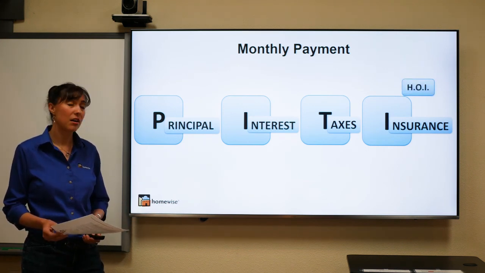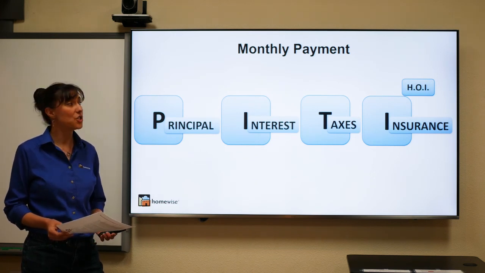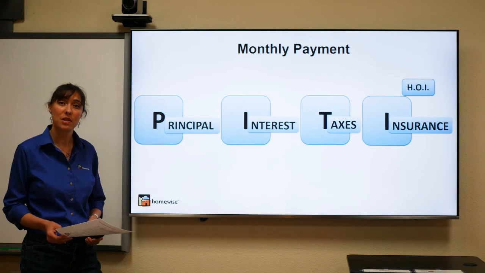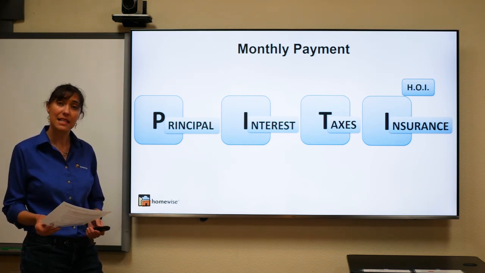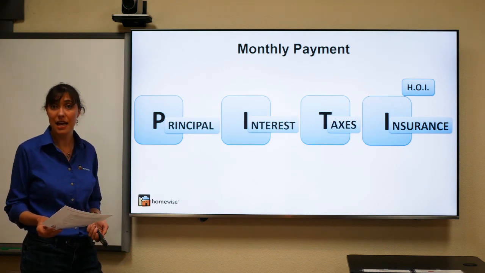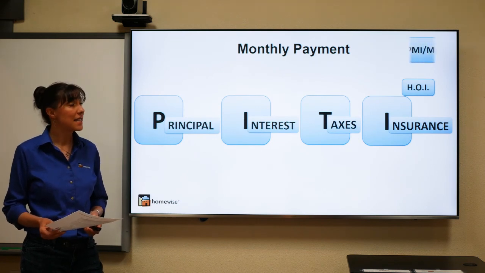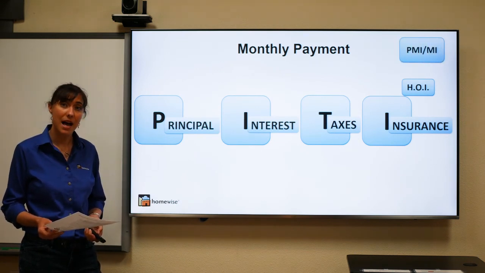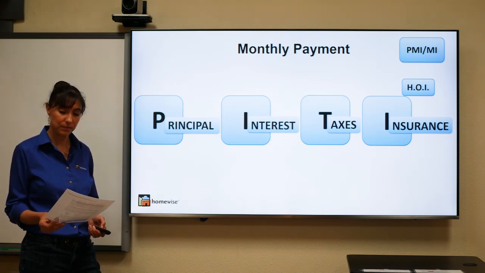In our conversation today, we have 2 aspects. The first is HOI, or homeowner's insurance. This is a type of insurance policy that combines liability coverage and hazard insurance. This is protection for us as homeowners. The other type of insurance we'll be discussing today is PMI or MI. This is known as private mortgage insurance or mortgage insurance, and we'll talk about that in a couple of minutes.